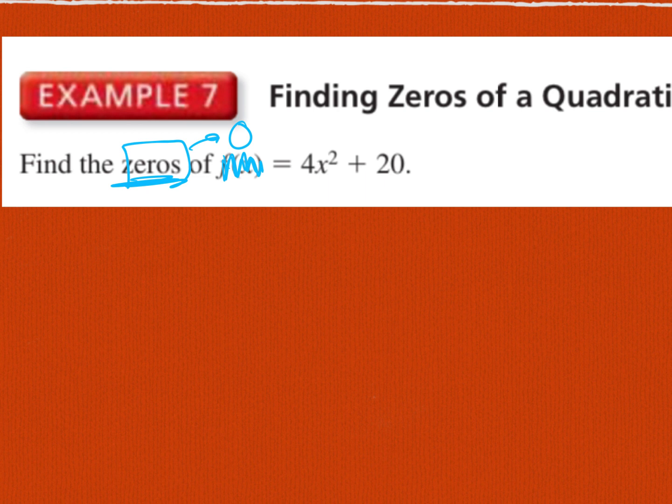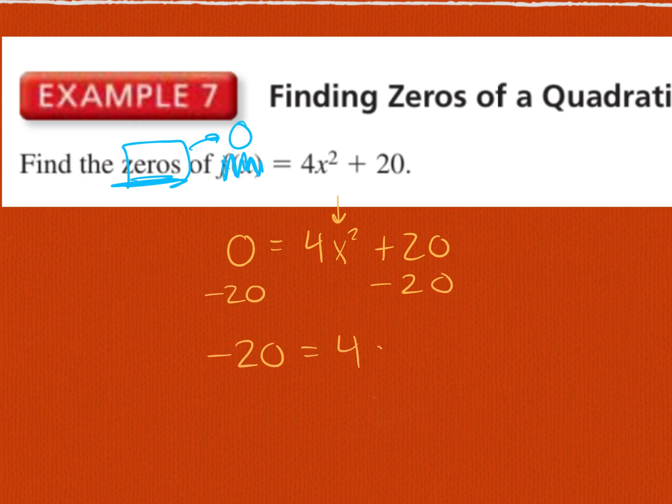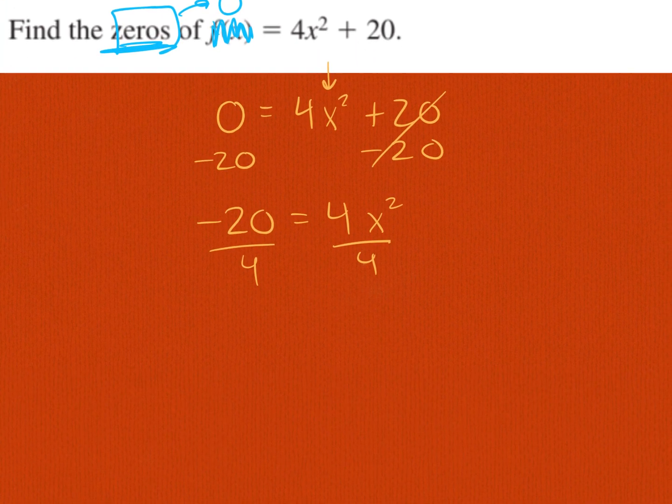So here, I'm going to rewrite it, just make it a little bit easier. 0 equals 4x squared plus 20. We want to get the x all by itself, so I'm going to subtract 20 on both sides. So negative 20 is equal to 4x squared. Then I can divide both sides by 4. So negative 5 is equal to x squared.